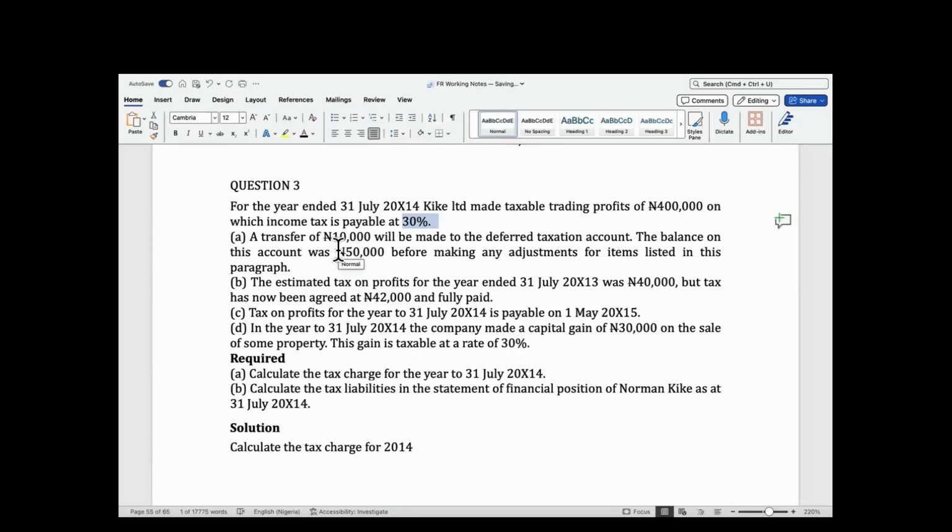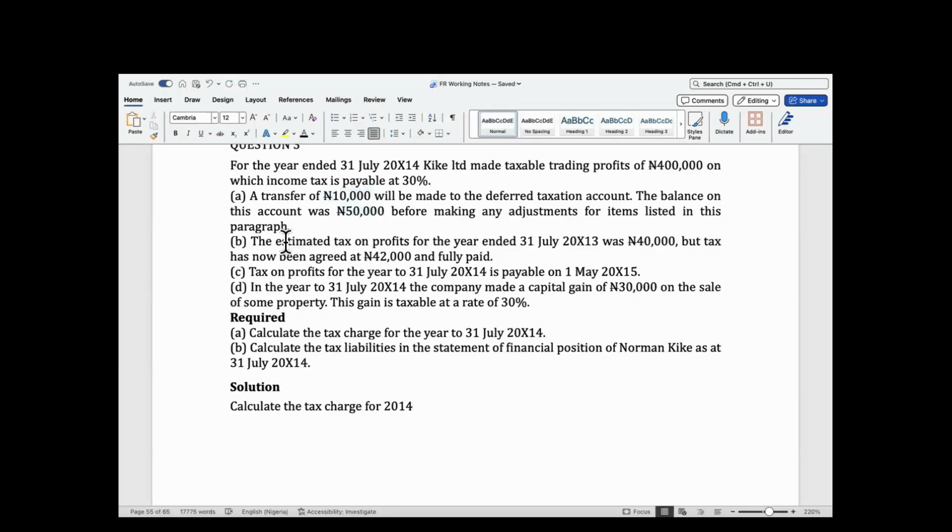The balance on this account was 50 before making an adjustment for items listed in this paragraph. So this is a deferred tax where the opening was 50,000 and we are making a transfer of 10,000 to it. So this is the additional for the year that we are debiting P&L and crediting liability with. So 10,000 goes to P&L in income tax, and the liability increases to 60,000.